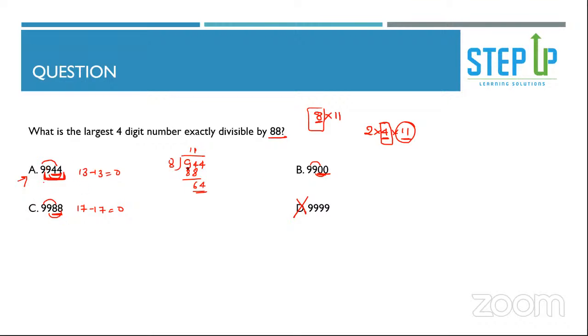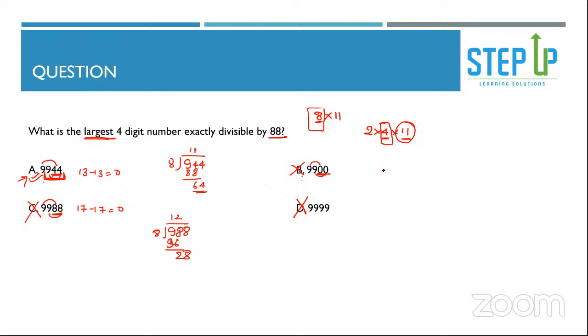Now, when I compare these two, 9944 and 9900, I need to look for the largest. So I'll eliminate this. Why am I eliminating? Because 9900 is smaller than 9944. So anyway, I got the bigger number, so I'll not check this. Now between these two, I'll check quickly. 988 also. 8 twelves is 96, 2 is the remainder. 28 is not divisible by 4. So this option gets eliminated. Hence, this is your answer.